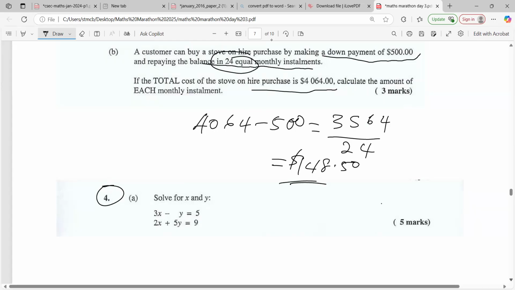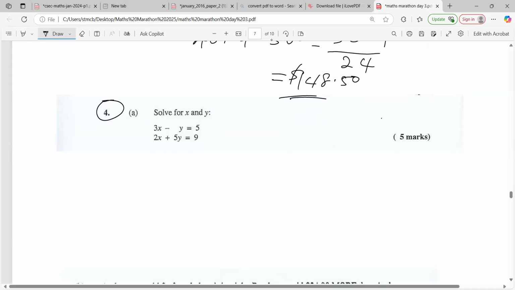Now, on to this one. Everybody can eat this. I don't know why, but this is a very nice topic. Solve for x and y. Now, there are two ways you can do it. You can do the elimination method, that's my favorite, or you can use substitution. So I'm going to try to do both.